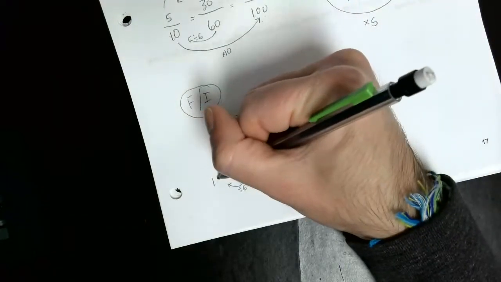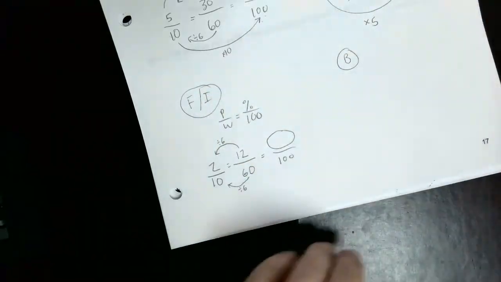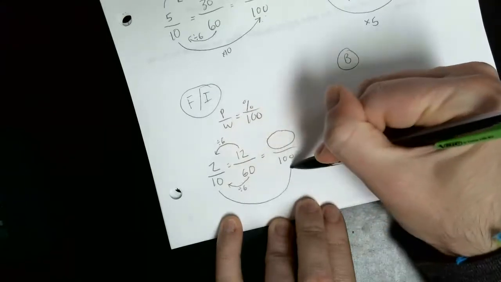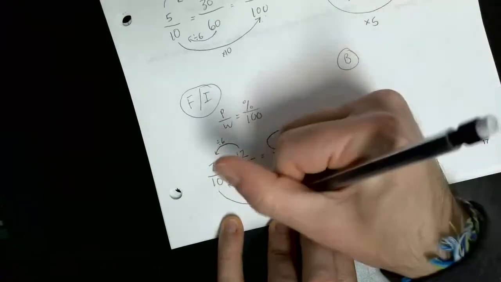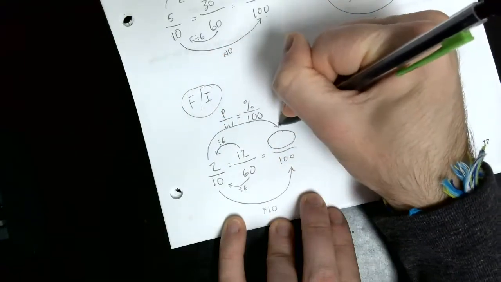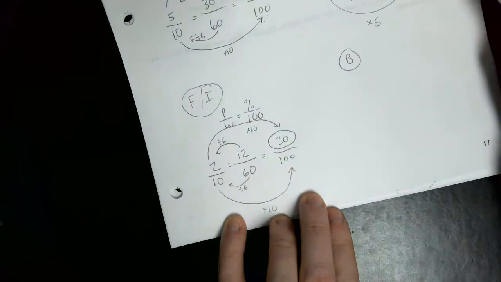60 divided by 6 is 10. 12 divided by 6 is 2. Okay. Now we can get to 100. So we're going to multiply by 10. 10 times 10 would be 100. And on the top, 2 times 10 is 20. So that would be 20%.